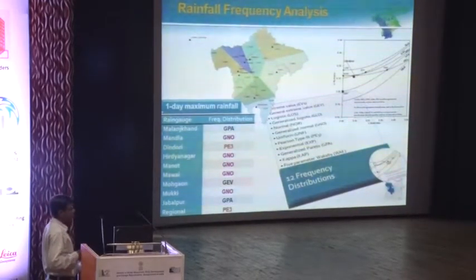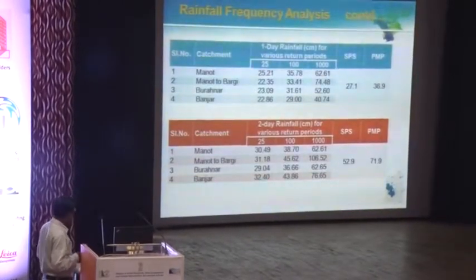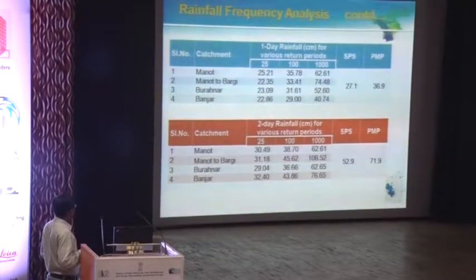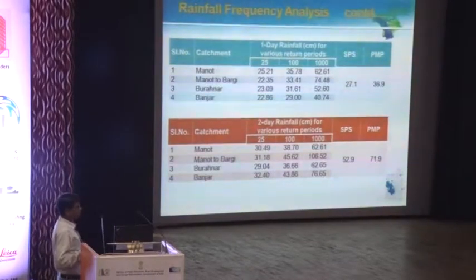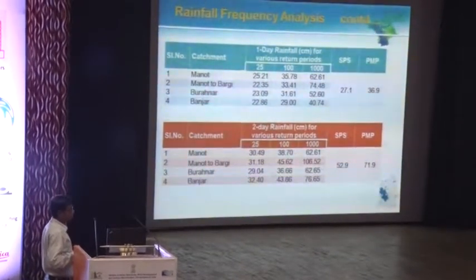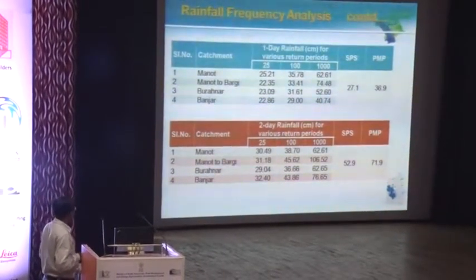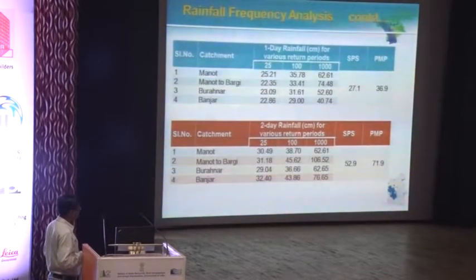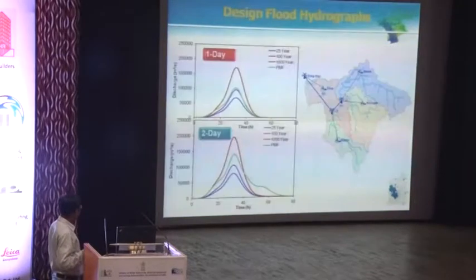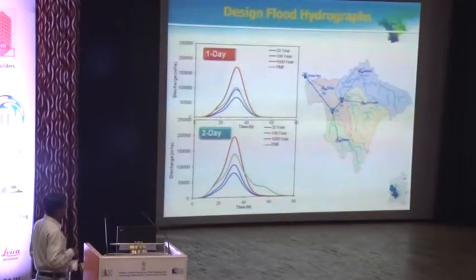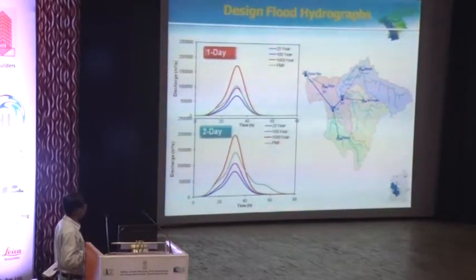We carried out this analysis for 1 day maximum and 2 day maximum rainfall. What we found for 1 day rainfall was for the 25-year, 100-year and 1000-year return periods. In addition to that, we also obtained the standard project storm and probable maximum precipitation from the Indian Meteorological Department, which are estimated using different approaches. Then a similar exercise was carried out for 2 days also. Then with the help of this rainfall and the synthetic unit hydrograph, we calculated the flood hydrograph estimated at the reservoir site.